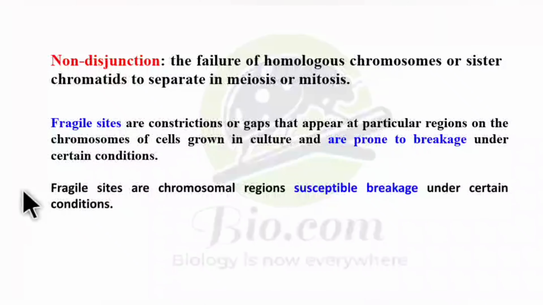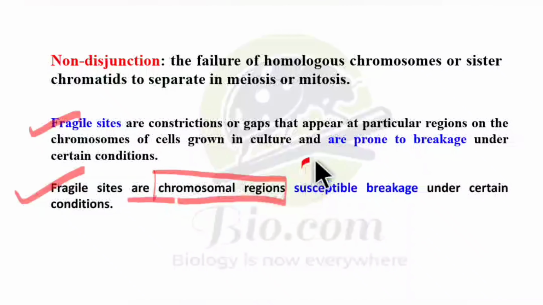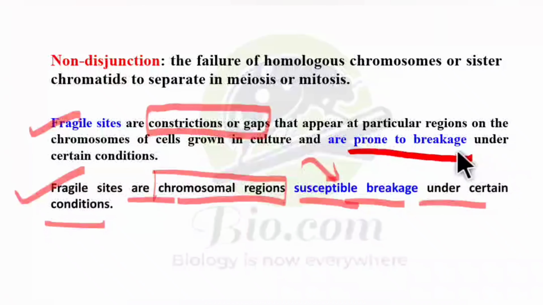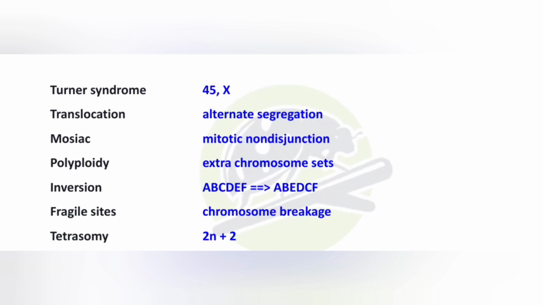Now one more terminology, that is fragile sites. So basically fragile sites are chromosomal regions which are susceptible to breakage under certain conditions. It means fragile sites are constrictions or gaps which offer susceptible breakage chances and are prone to breakage under certain conditions. यानी fragile sites कुछ chromosomal region में दिखते हैं, और they are very much prone to break. Now come back to this match the following question.